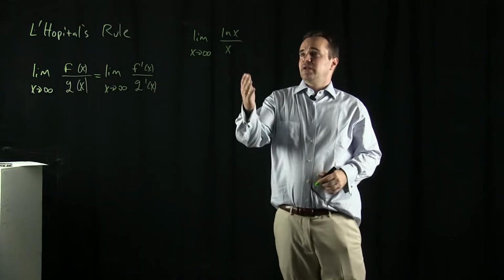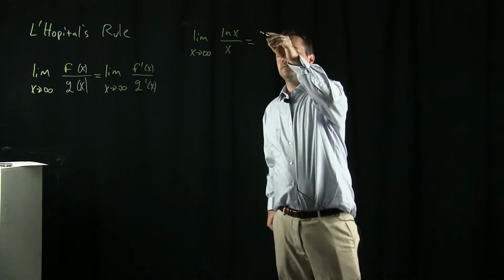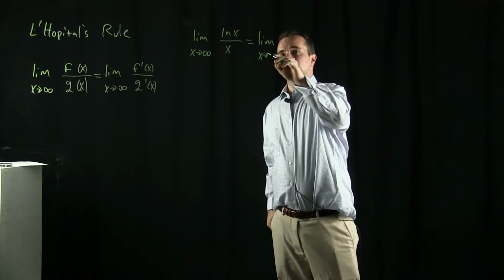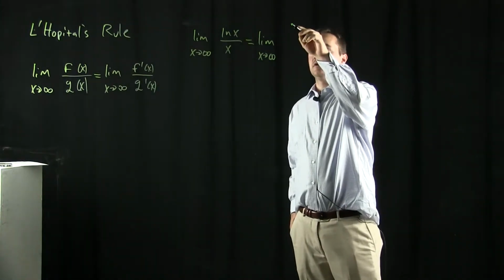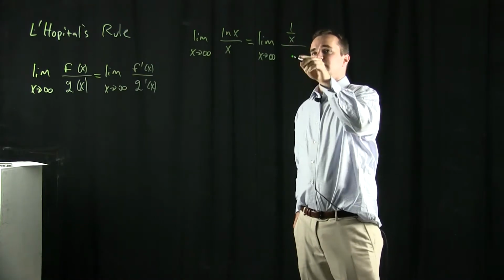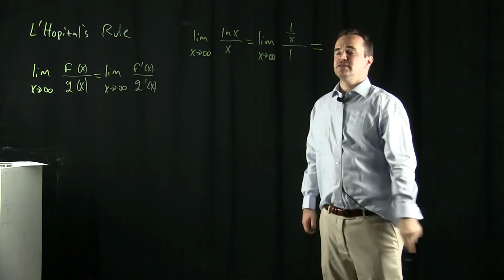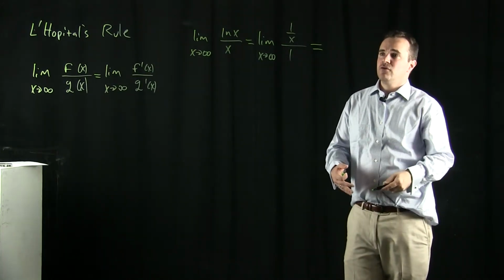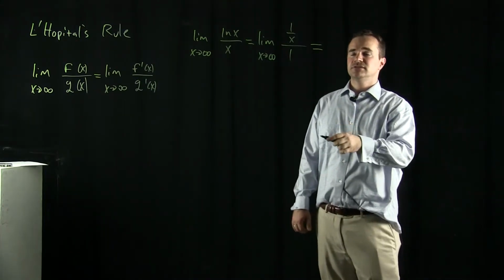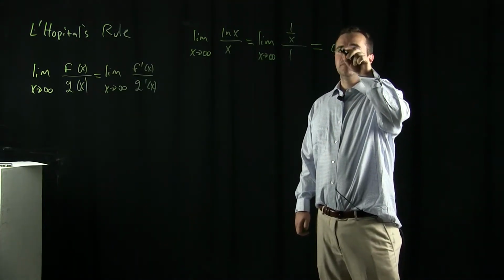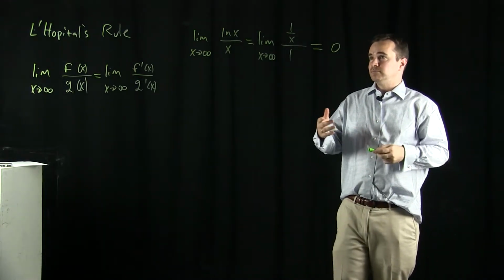So knowing that I have an indeterminate form, infinity over infinity, I can use L'Hopital's rule. So let's just take the derivative of natural log of x, that's 1 over x. Derivative of x is equal to 1. And now I can just look at the limit as x goes to infinity of 1 over x. And so 1 over x tends towards 0 as x tends towards infinity. And so that's L'Hopital's rule.